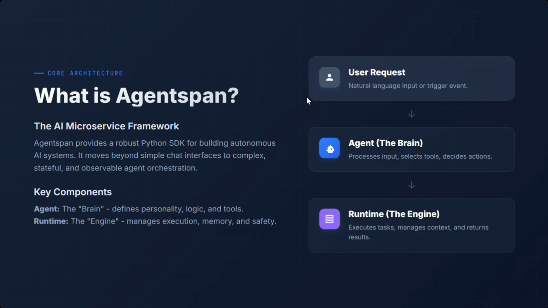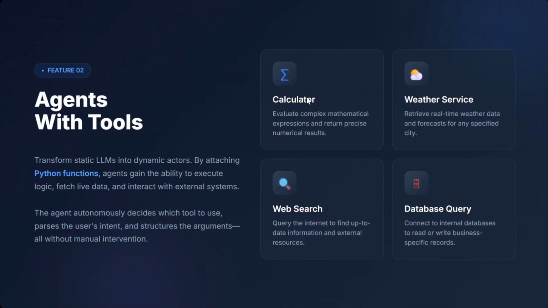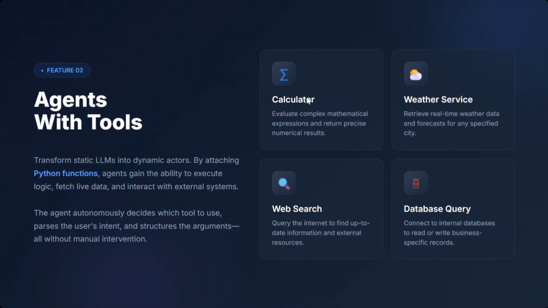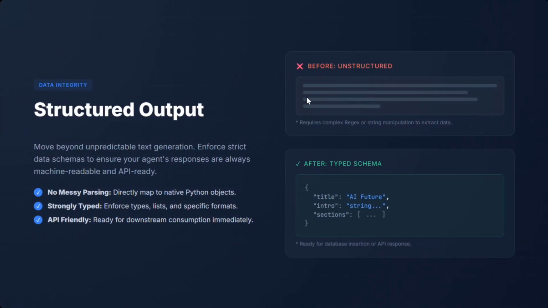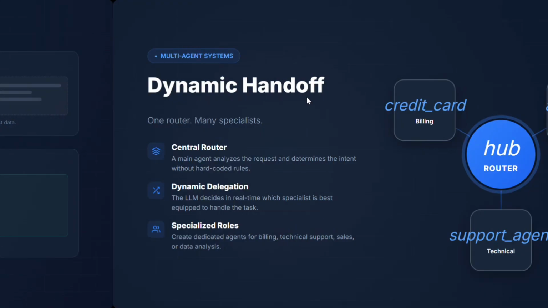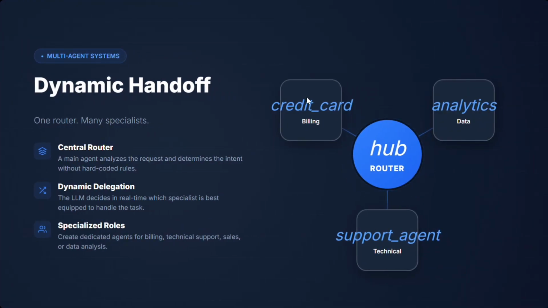You can see that the user provides a request, the agent, the brain, processes the input, and the runtime, the engine, executes the task, manages context and returns results. So the runtime is the new thing that Agentspan is adding. Agents with tools transform static LLMs into dynamic actors by attaching Python functions. It can be a calculator, weather service, web search, database, etc. It can also support structured outputs and dynamic handoff to different agents.